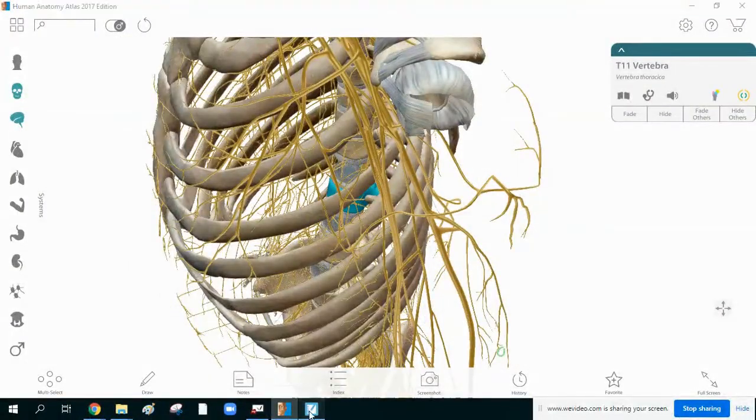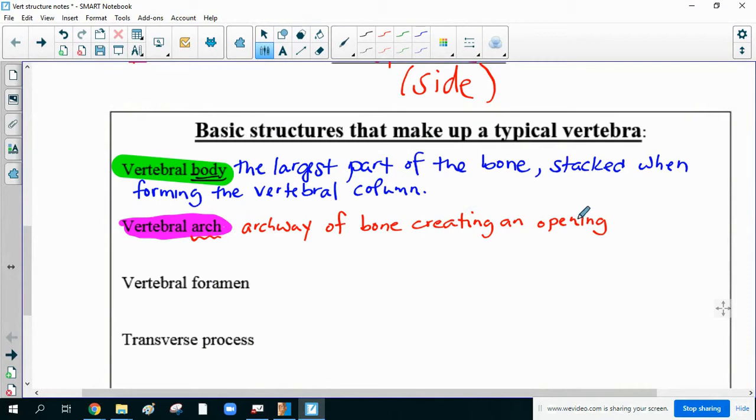All right, back to our notes. So what can we continue? Archway of bone creating an opening for the spinal cord. And the spinal cord is actually nervous tissue that's extending out of the brain and down, kind of like an extension cord. Okay, so that's the vertebral arch.